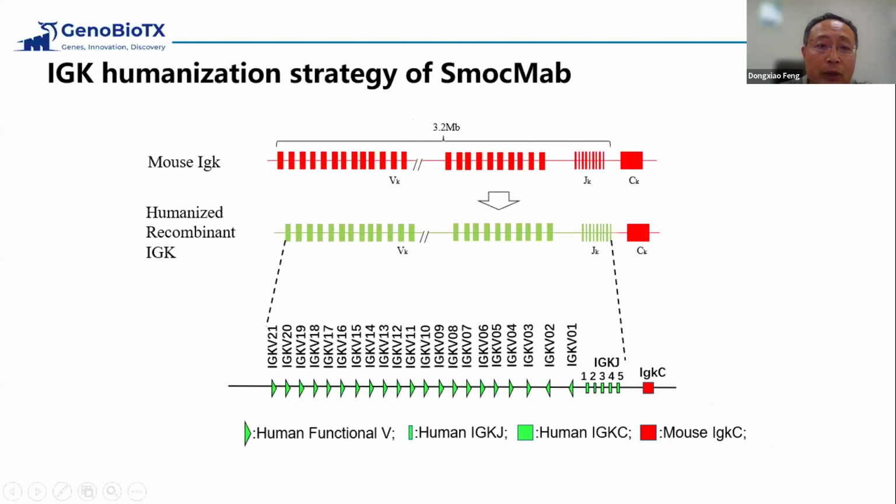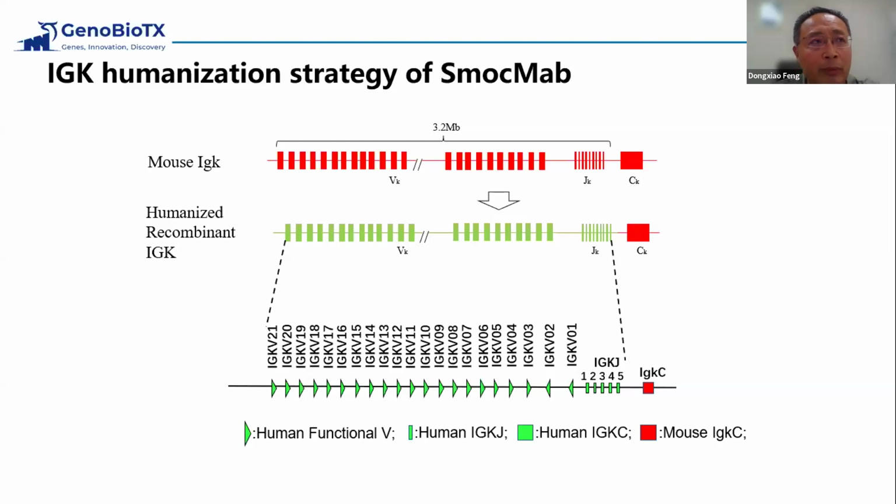And this is the strategy we use for kappa chain, the light chain humanization. We select the 21 most frequently used variable regions for kappa chain and keep all the J region of human, and we also use the mouse kappa light chain constant region. This is the strategy we use for the human kappa humanization.